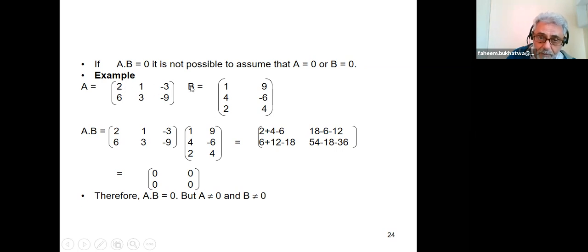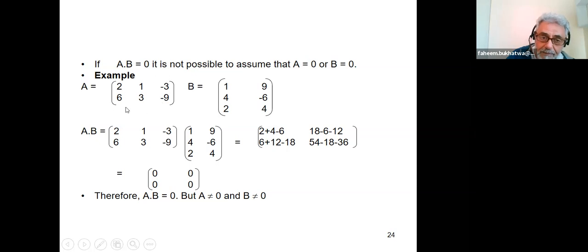Here's a matrix A with these values and B with those values. If you multiply those, 2 times 1 is 2. And 1 times 4 is 4. And minus 3 times 2 is minus 6. If you add this, 2 plus 4 is 6, minus 6 is 0. And then if you get the next element, this row times this column, 2 times 9 is 18, plus 1 times minus 6 is minus 6, and minus 3 times 4 is minus 12. So it's 18 minus 6 minus 12, that's a 0 again.